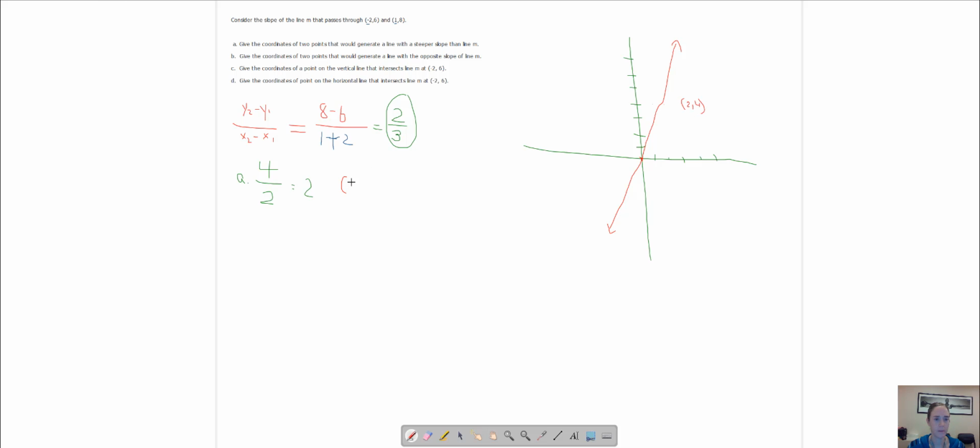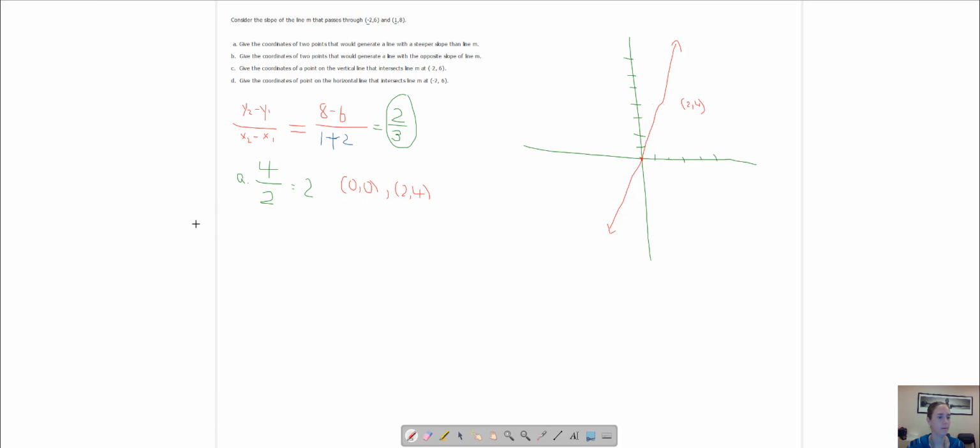So the 2 points that would have a steeper slope: we started at 0, 0, and then our other point was 2, 4.